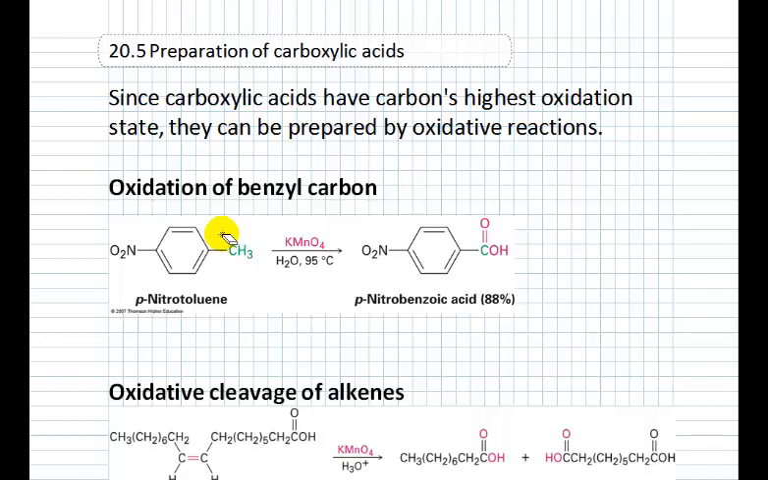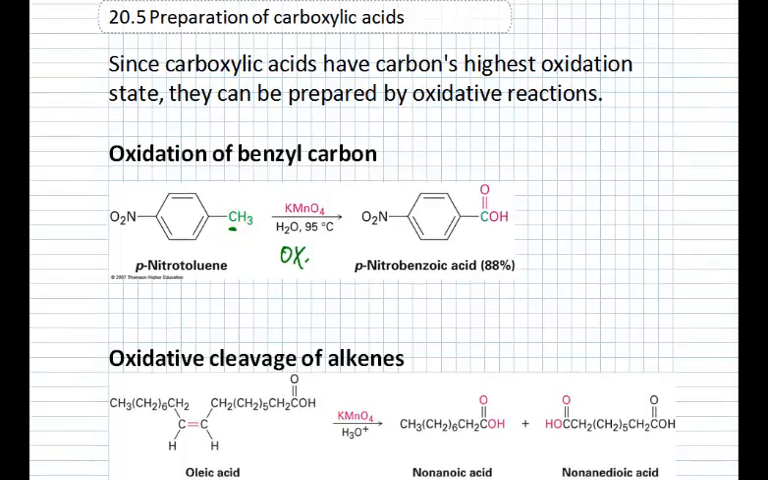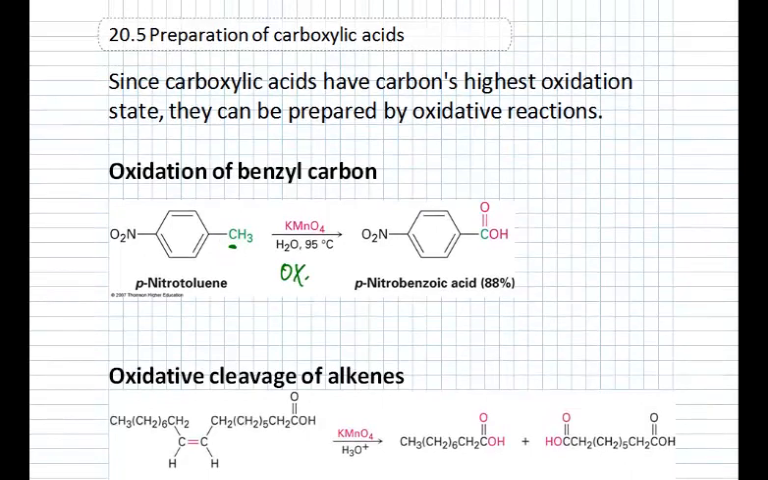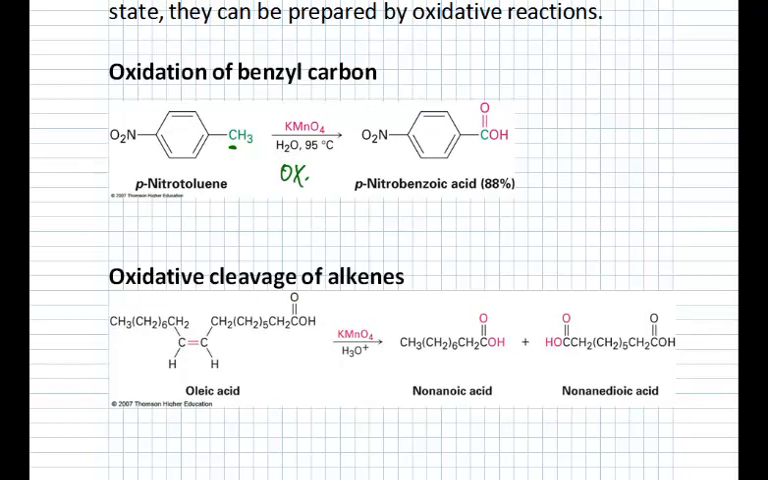So if I have any kind of toluene, whether it's substituted or whatever, strong oxidizing conditions, in this case potassium permanganate in almost boiling water, oxidizes at the carbon that's attached to the benzene ring, so on a benzyl carbon. So we can go from paranitrotoluene to paranitrobenzoic acid with pretty good yield here.